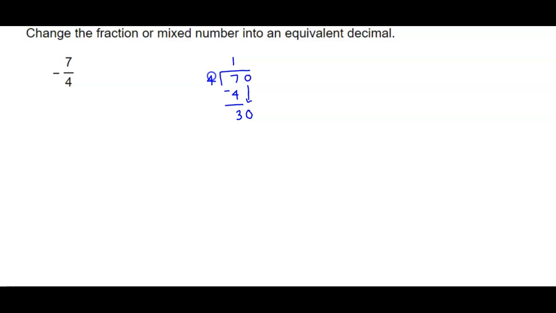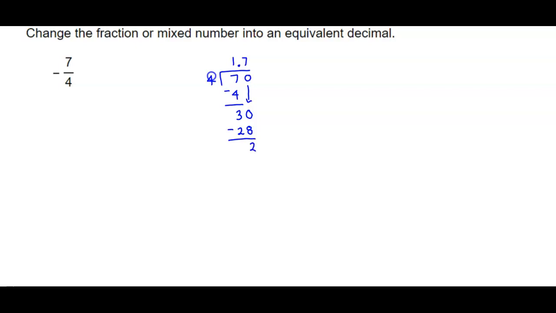But since we added a 0, that means we need to add a decimal here in between the 1 and the next number. Now, how many times does 4 go into 30? Well, the answer is 7. 7 times 4 is going to give us 28. Now we're going to subtract 28 from 30. When we subtract 28 from 30, we get a remainder of 2.